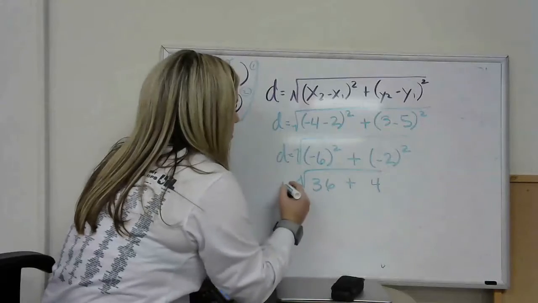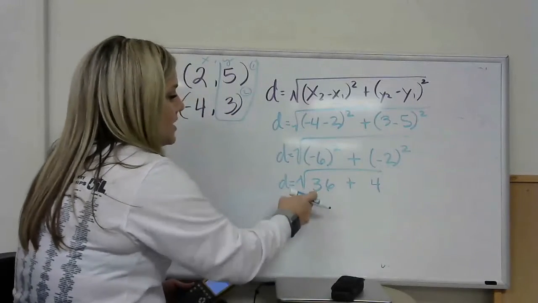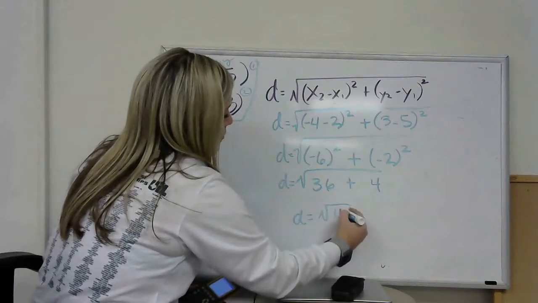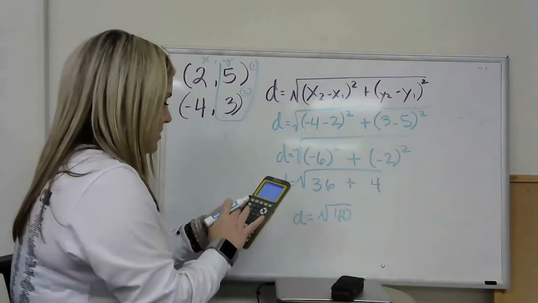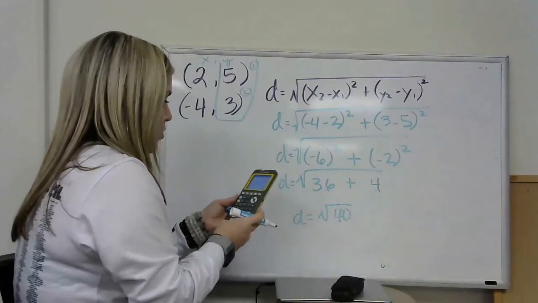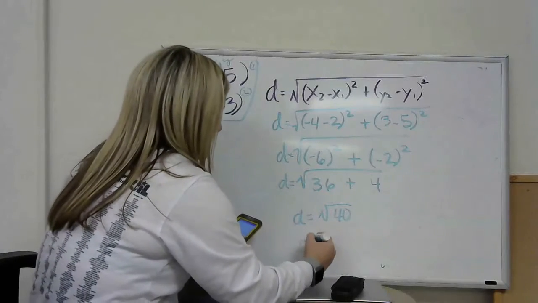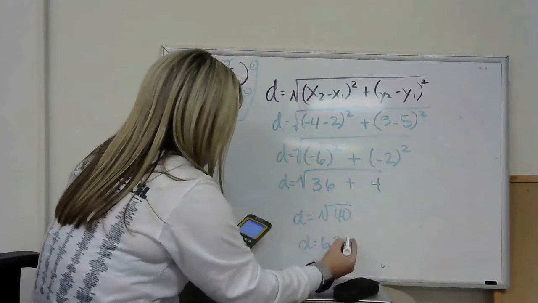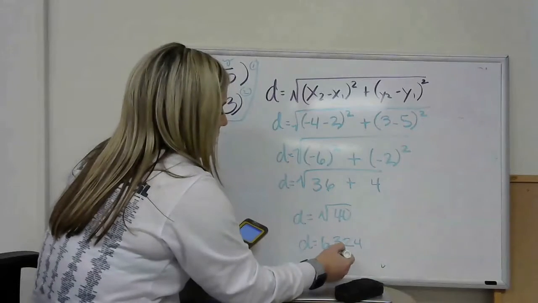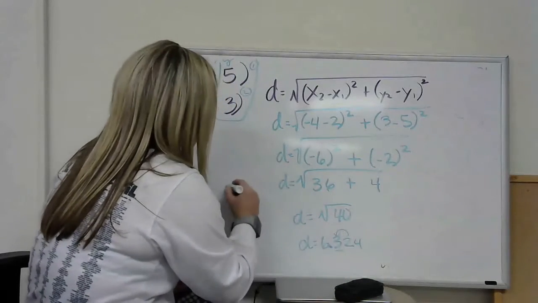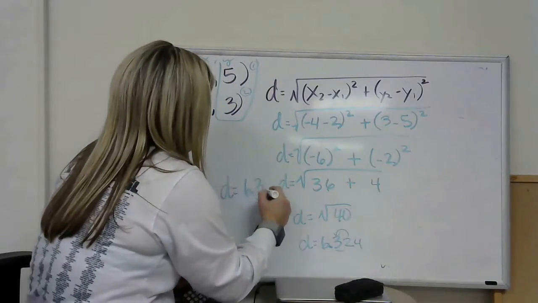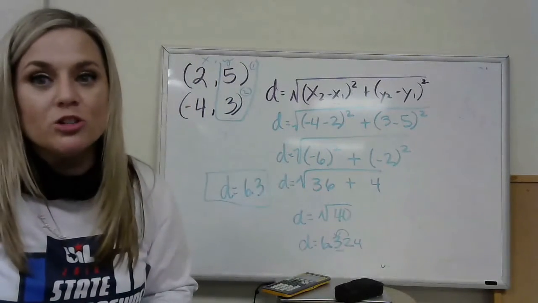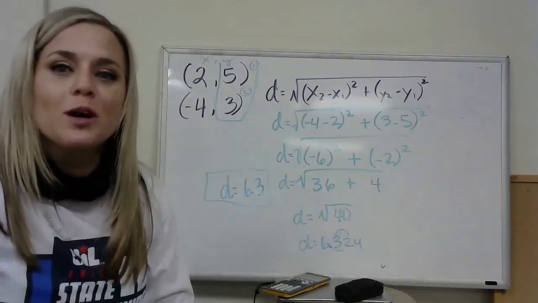And we're doing the square root of this. 36 plus 4 is 40. So we're going to find the square root of 40. So put in the square root, 40, enter, and we get D, the distance, is 6.324. We're going to go to one decimal place. So the distance is 6.3, okay? All right, guys. The next one I want you to try on your own. So we'll do a couple more.